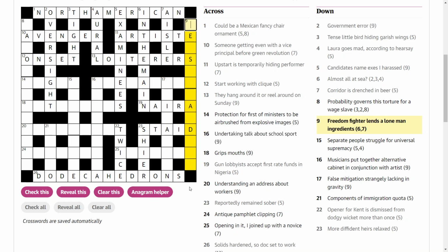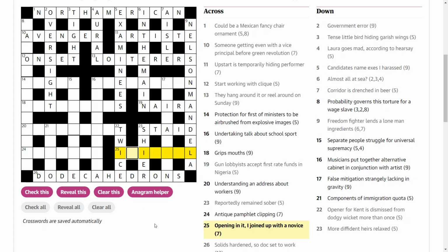What's this one? Freedom fighter lends a lone man ingredients. Nelson Mandela's a freedom fighter. It's an anagram of lends a lone man, I think. Ingredients is an anagram indicator. I'm not sure how that's an anagram indicator, but let me know in the comments.